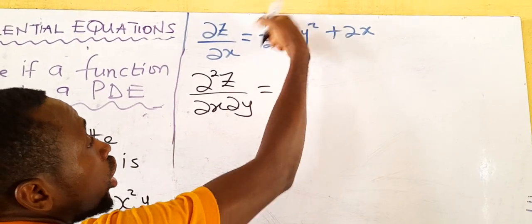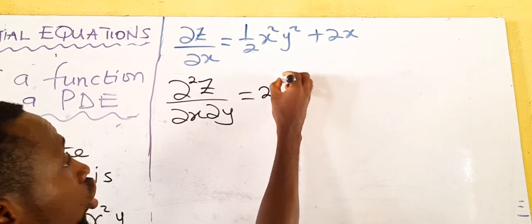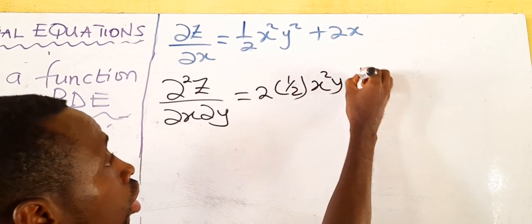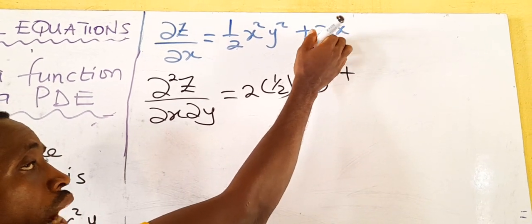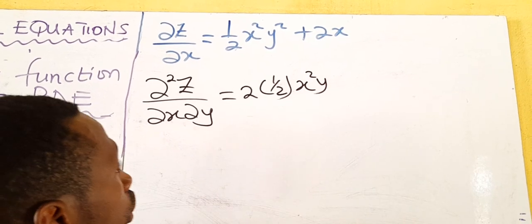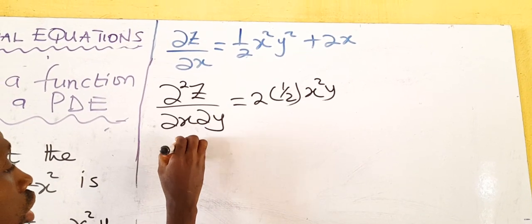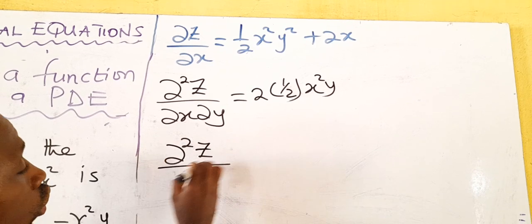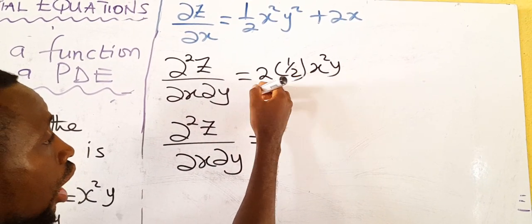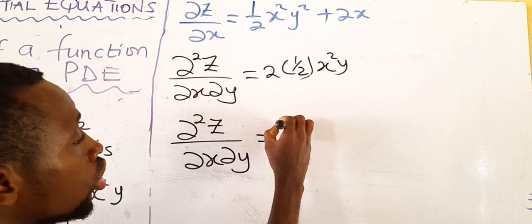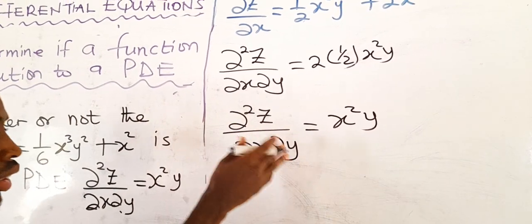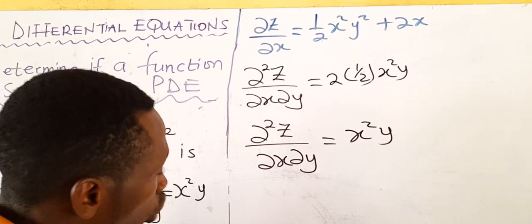So now when we differentiate this, we drop the 2: 2 into bracket half x squared y, plus, now remember there is no y here. So the whole of that is constant, and when we differentiate the constant, it is 0. So we want to polish this. We have del squared z over del y del x equal to, 2 times half will be 1. So we will have x squared y. So del squared z over del y del x is equal to x squared y.